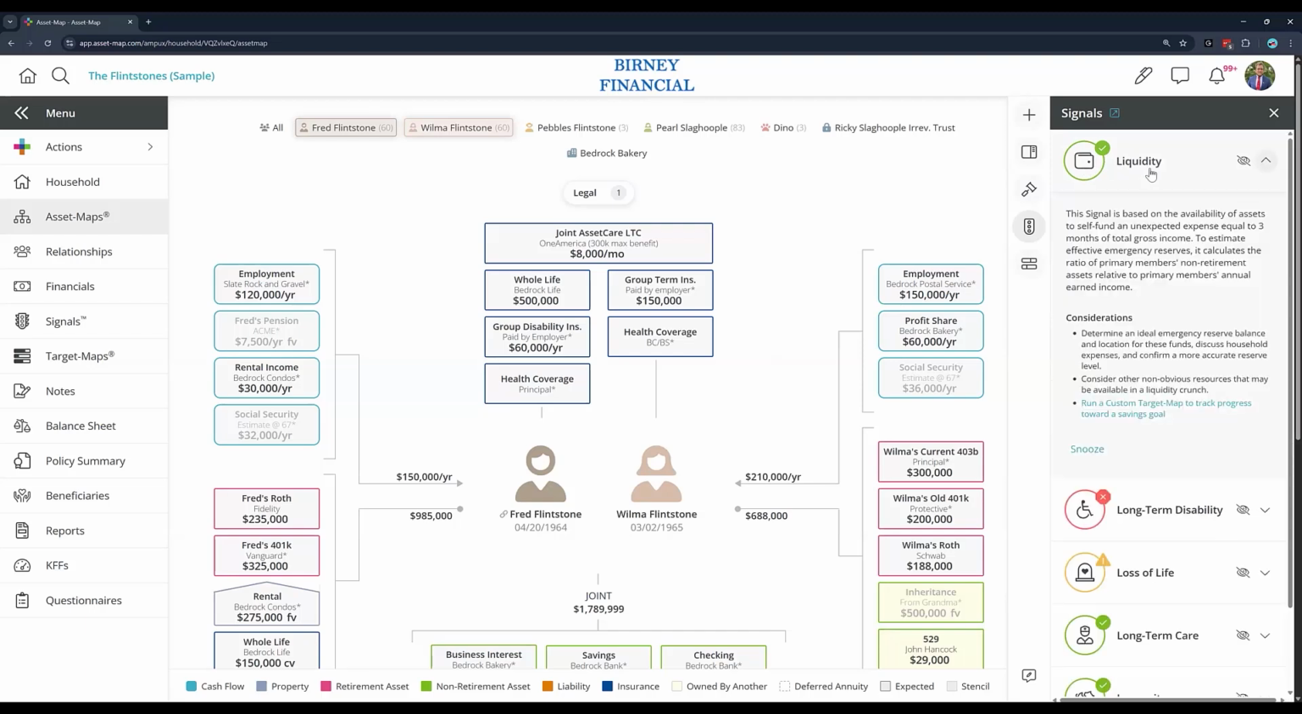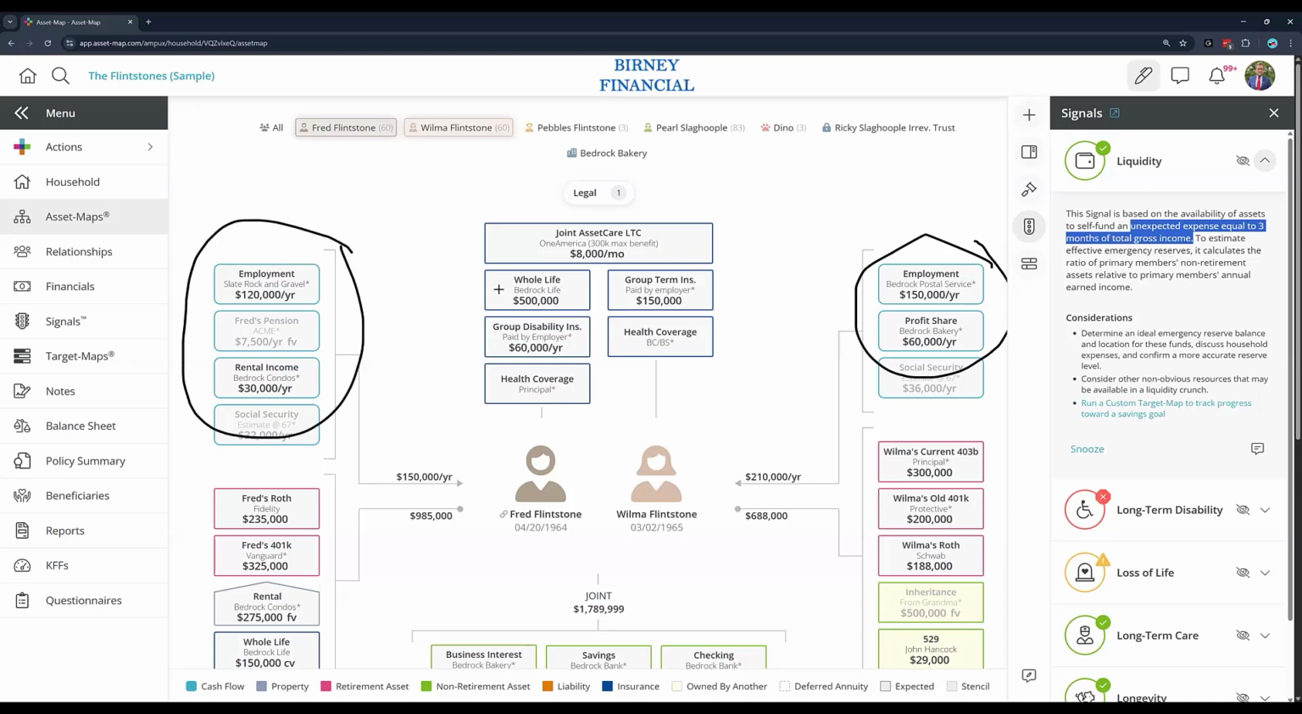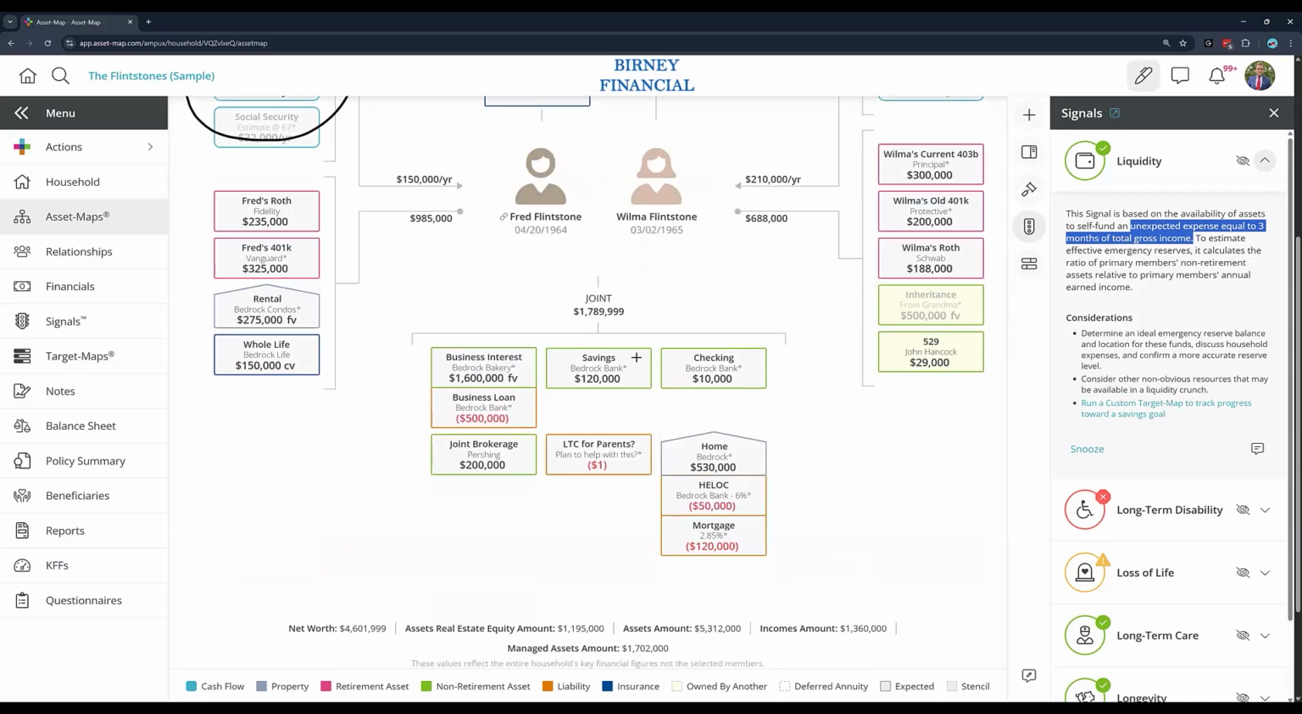That'll expand the signal down, and we can actually read what this signal is looking at on the map right here. I am looking at right now, if we have a liquidity need, we need cash fast, can we meet 3 months of our total gross income? So the signal looks at right here, the gross income for Wilma and for Fred. Can I meet 3 months of that or 1/4 of it? Well, scroll down here and you'll see that yes, we got that good amount in our savings account.